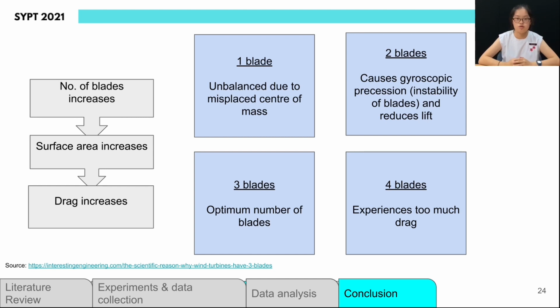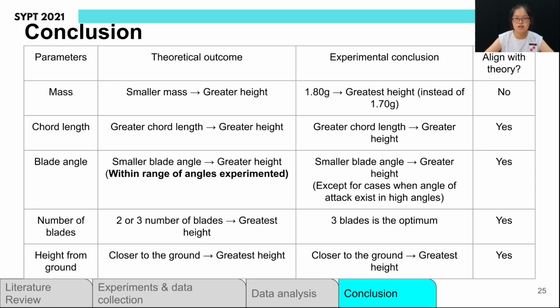A helicopter with 4 or more blades experiences much greater drag even though it is stable, which lowers its maximum height significantly. For these reasons, hand helicopters designed with 3 blades are the ideal compromise between the amount of drag experienced and its stability. Therefore, 3 blades is the optimum number of blades to generate lift and for the hand helicopter to reach a greater height. Next, we will be covering the conclusion.